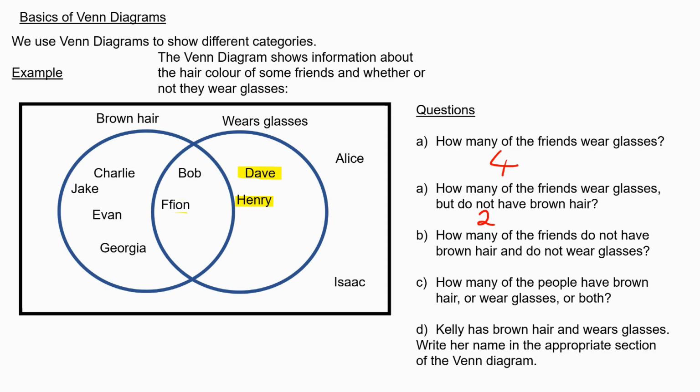How many of the friends do not have brown hair and do not wear glasses? So now I'm interested in the people that are outside of both of the circles. So that's Alice and Isaac. So in fact, that's just 2 people.